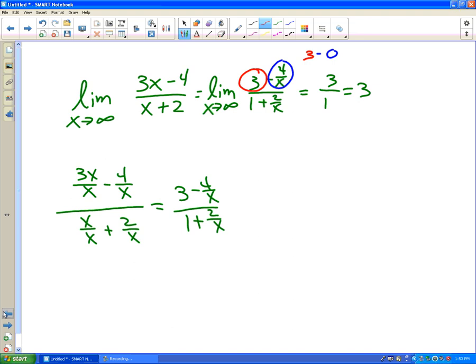The same thing happened in the denominator. I have two functions added together, 1 and 2 over x. So taking the limit of both of those pieces independently and then adding them. And that also had that first property. The limit of 1 as x gets bigger and bigger is going to be 1.